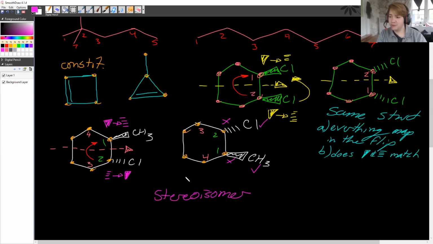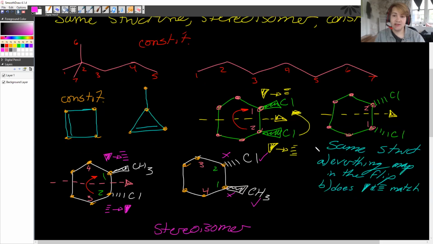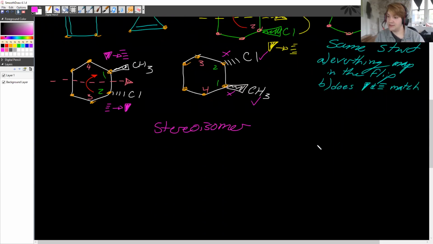A stereoisomer is one where everything maps in the flip. All the carbons have the same connectivity, carbon 2 still has the chlorine, carbon 1 still has the methyl group, but the 3D nature of the molecule differs. And so that's a stereoisomer. Same connectivity, different 3D representation. Kind of sort of with me so far? Does this make sense? If you have questions, let me know.